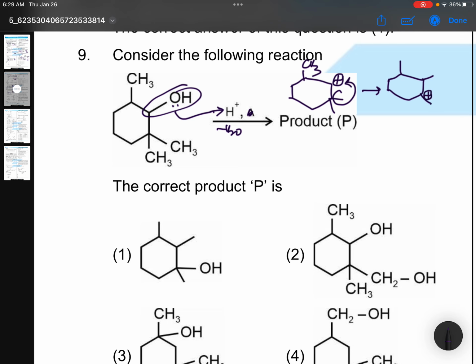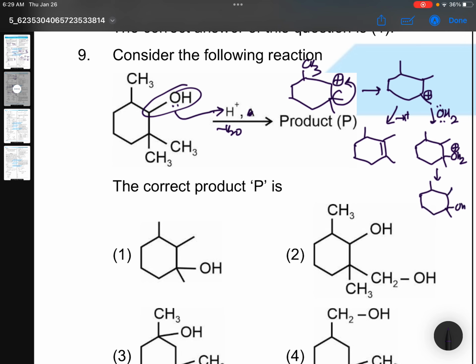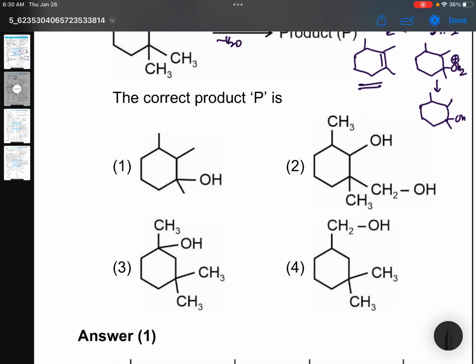Now double bond can form. It can go for double bond also based on conditions. If double bond is there, it will come like this. Okay, now minus H plus. Or if you are adding OH, again water if you are adding, it will go for OH2 plus later. That will be giving you OH. Based on options you see. Because this is also possible. No option is like that, so we need to go with this one.